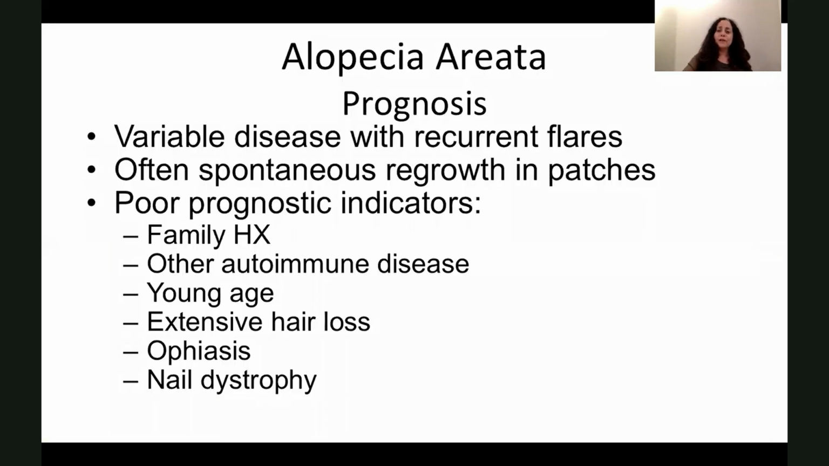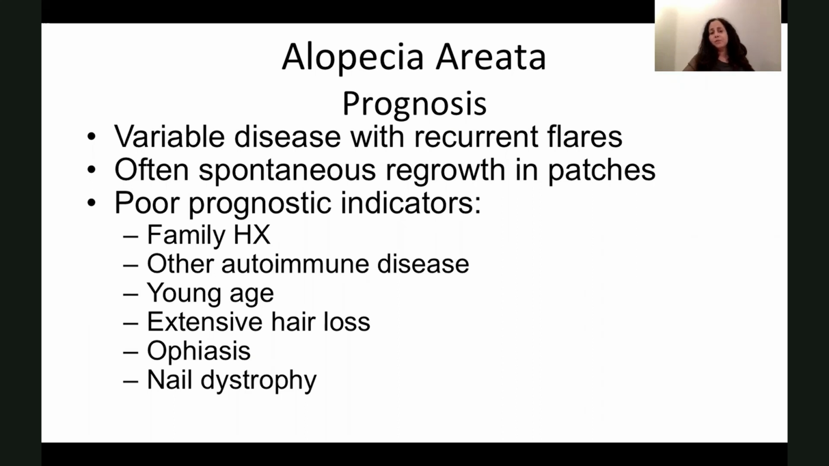The prognosis of alopecia areata is really quite variable and can be hard to predict. It does tend to be a variable disease with recurrent flares, although some patients do progress to total hair loss without the ability to regrow or without regrowth evident. Many patches can regrow spontaneously, so we do some treatments, which we'll talk about in a moment, but they're not always necessary. And the indication for treatment is primarily cosmesis, so treatment is always elective.